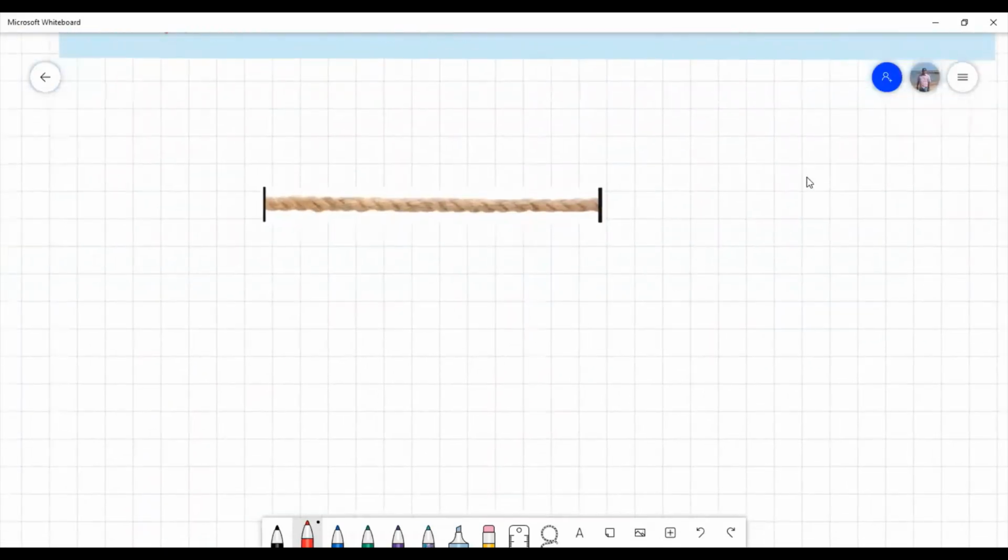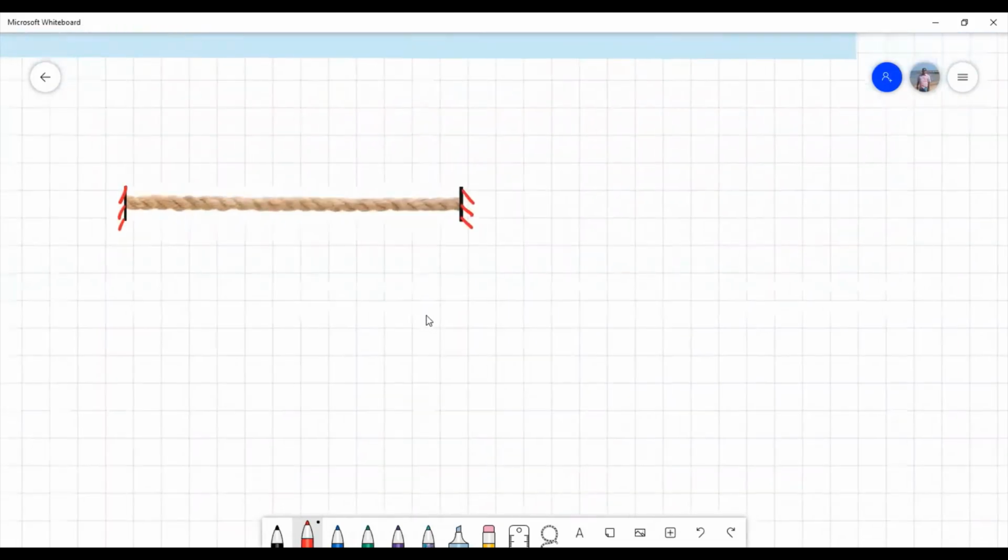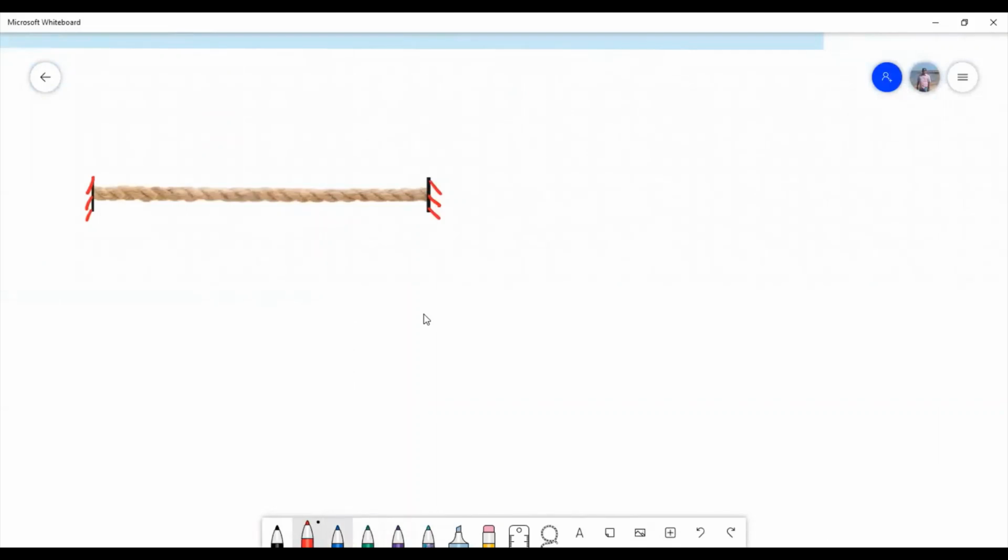Again, listen. Here initially the rope is fixed between two rigid supports. What happens if I attach some weight at the center? The moment I attach some weight to the rope, remember the weight is heavier, so what happened? It will bend like this.